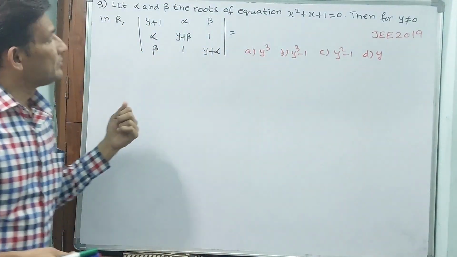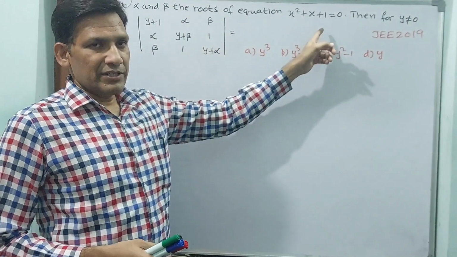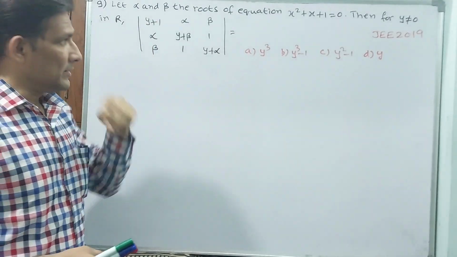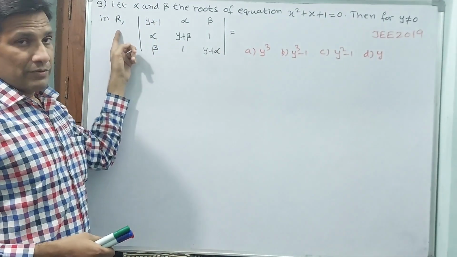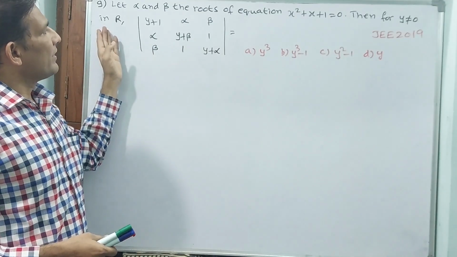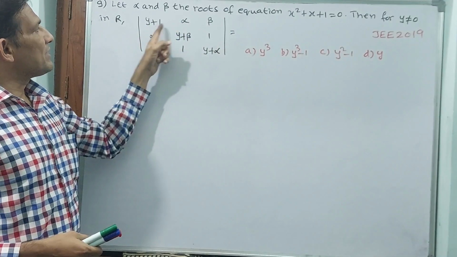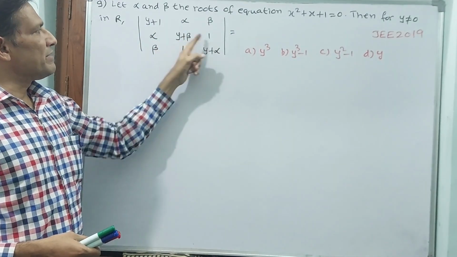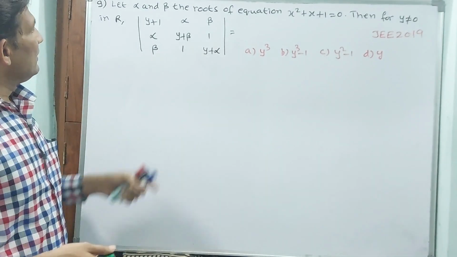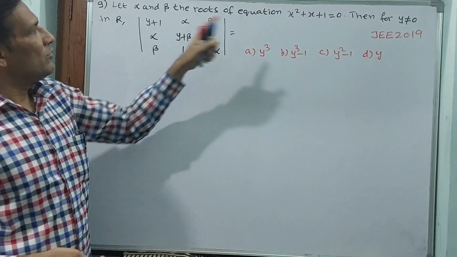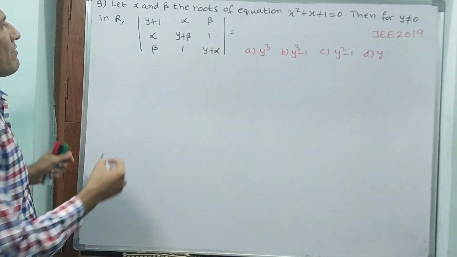Question number 9. Let alpha and beta be the roots of this quadratic equation, 2 roots. Alpha, beta we will find. Then for y not equal to 0 in real numbers, this determinant is equal to how much: y plus 1, alpha, beta; alpha, y plus beta, 1; beta, 1, y plus alpha. First of all, you have to substitute these alpha, beta values from here. Let us try to solve that equation and see what will come.